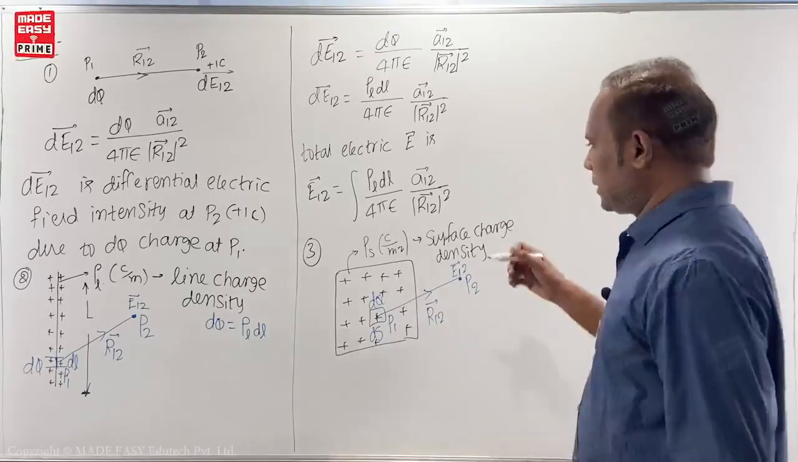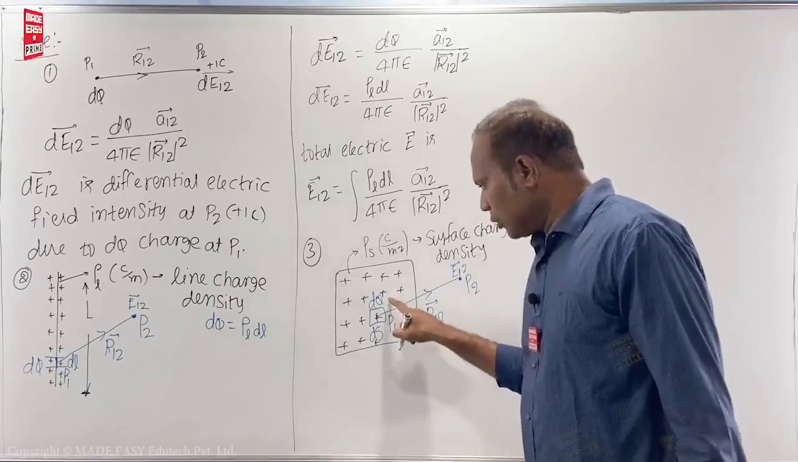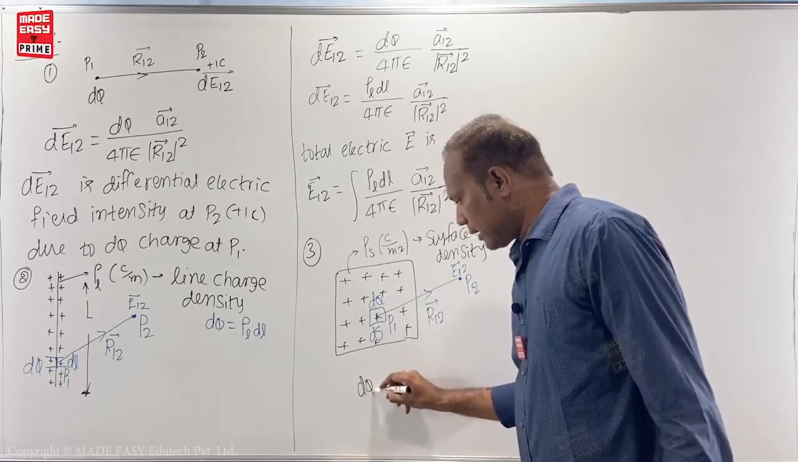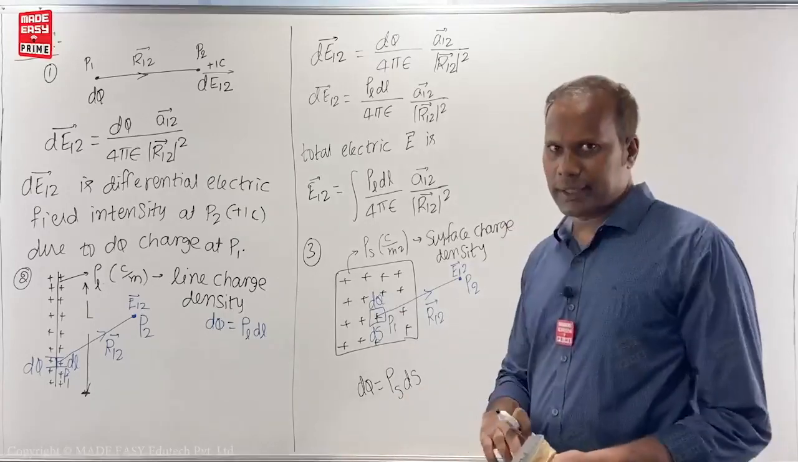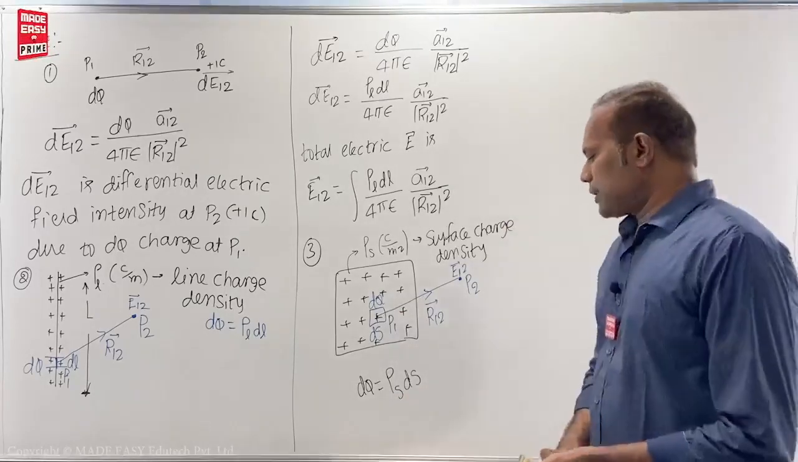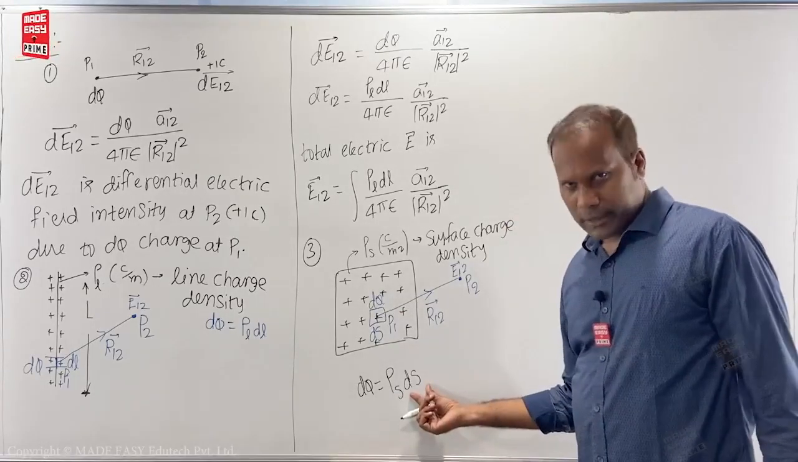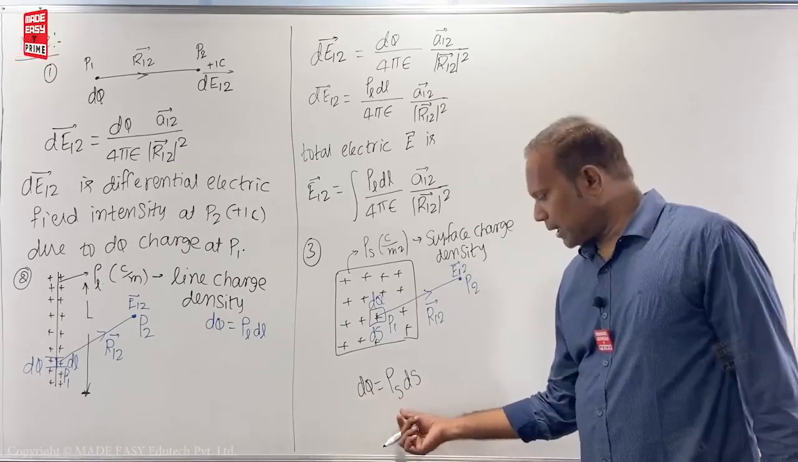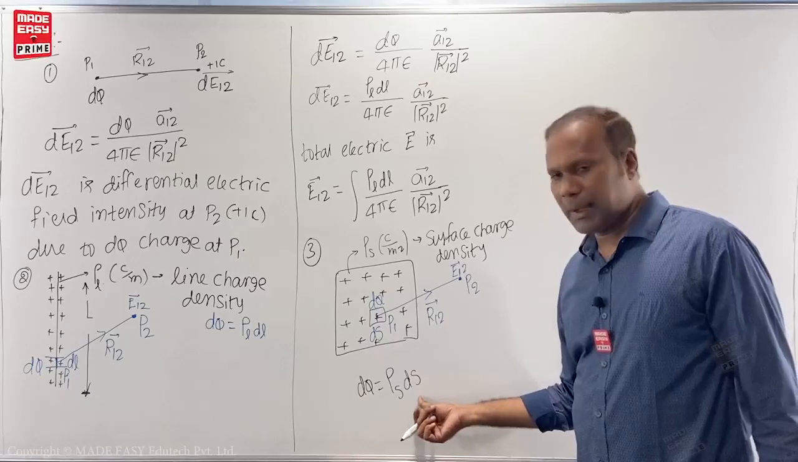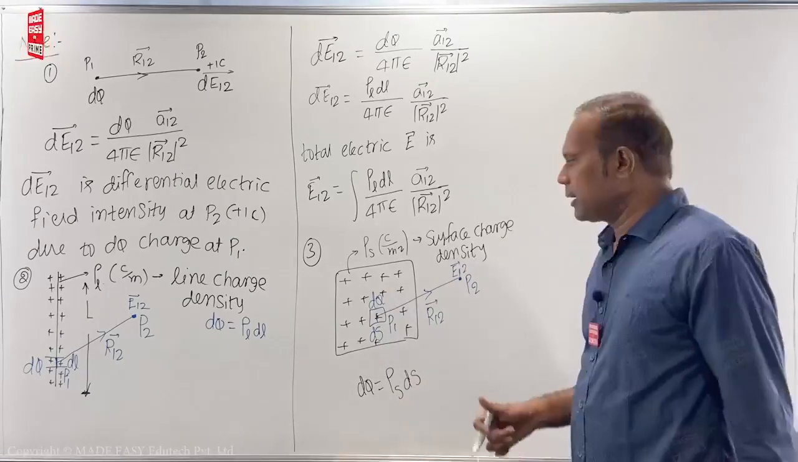Okay, now in this case how much dq is there? Answer: rho s into ds. Already we have discussed this previously. So in a small area, small charge is present: coulomb per meter square multiplied with meter square, then you get coulomb.